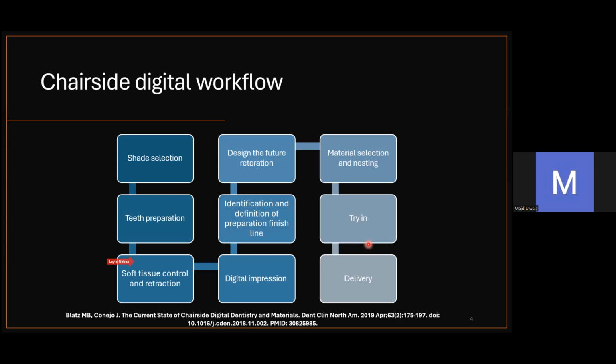This scheme summarizes the workflow to fabricate chairside CAD/CAM restorations. First, as you can see, start with the shade selection, then teeth preparation, soft tissue control and retraction, digital impression, followed by the identification and definition of the preparation finish line, then designing the future restoration, then material selection and nesting, try-in, and finally, if everything is good, delivery and cementation of the restoration.